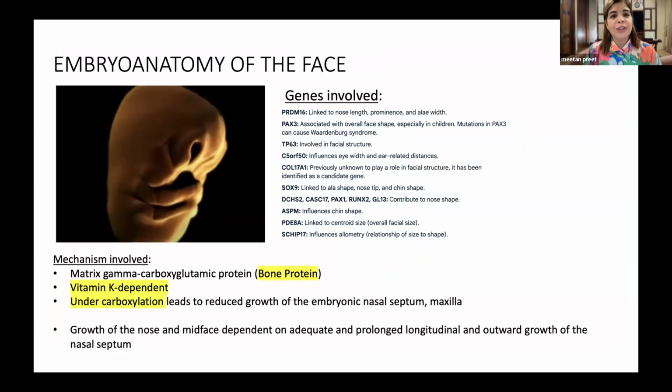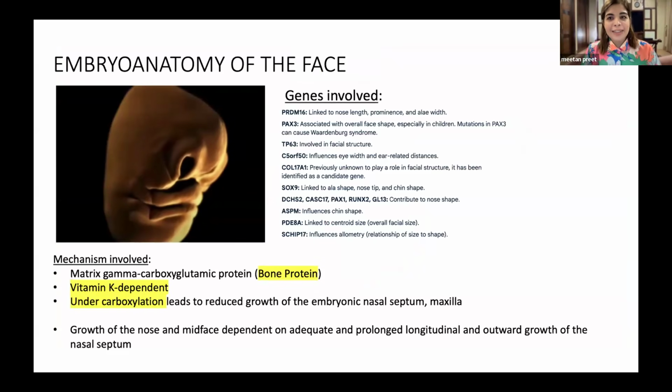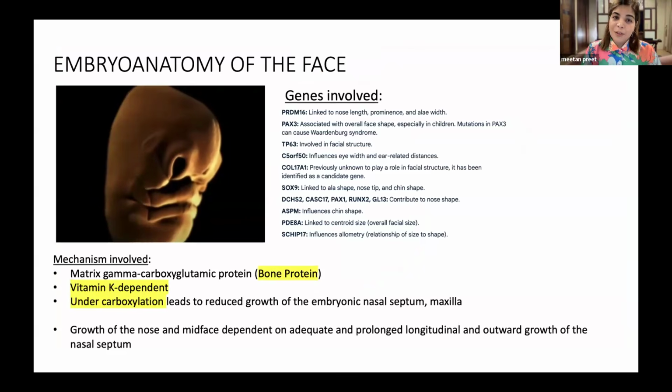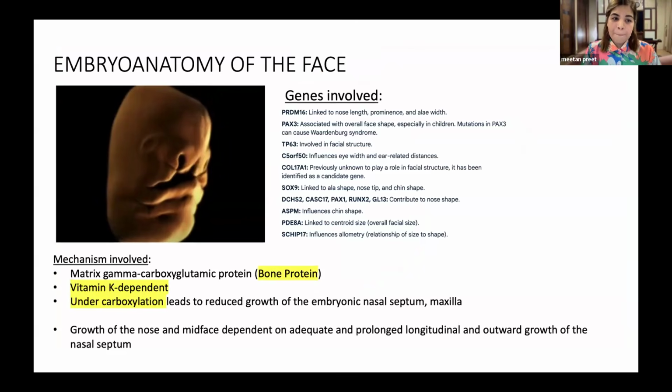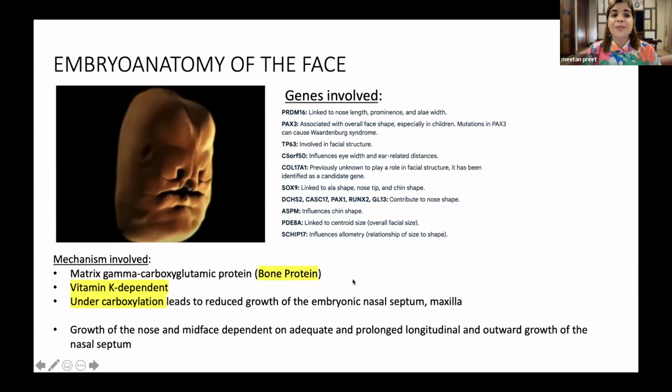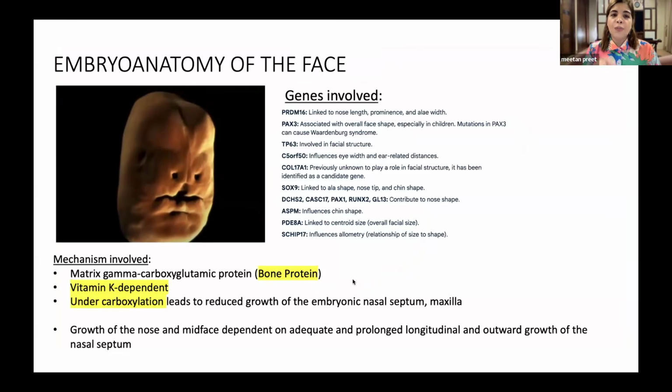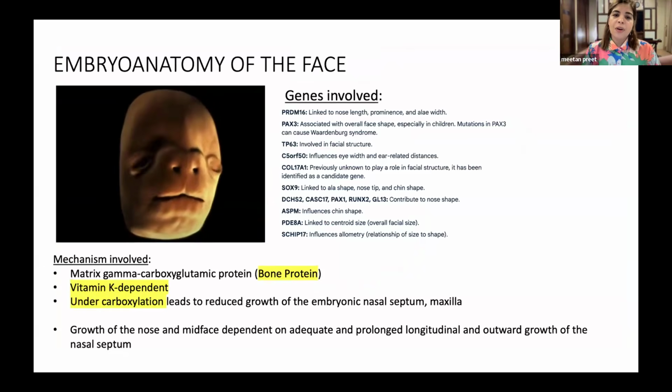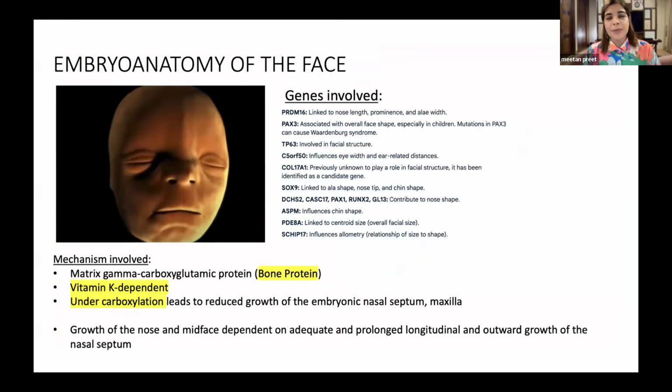As far as embryo anatomy goes, a busy slide, but we know a lot of genes are involved in the making of the face of the baby. Most importantly here, the bone protein, which is known as matrix gamma carboxyglutamate protein. Now, this protein is vitamin K dependent. Undercarboxylation of this bone protein leads to decreased growth of the embryonic nasal septum as well as the maxilla, which causes decrease in the longitudinal outgrowth of the fetal nose.